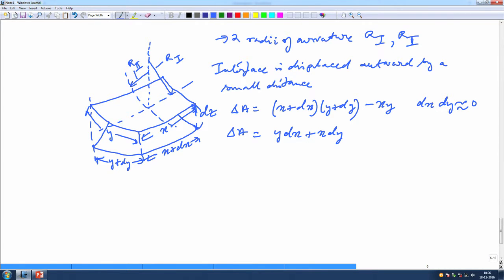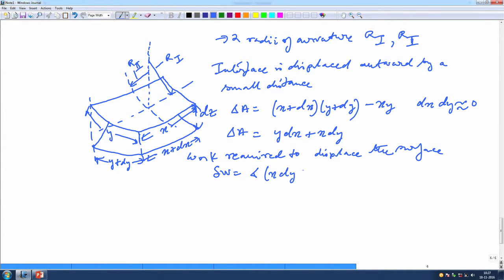Now, the work that is required to displace the surface. Okay. Let us look at what work is done because the surface has changed. Okay. So, the work done, the work required to displace the surface is basically given by delta W, and what it should be is nothing but sigma, which is nothing but the surface tension, times x dy plus y dx, correct. This is the work necessarily that is done against surface tension, right. Okay. So, to displace that particular amount. Okay.